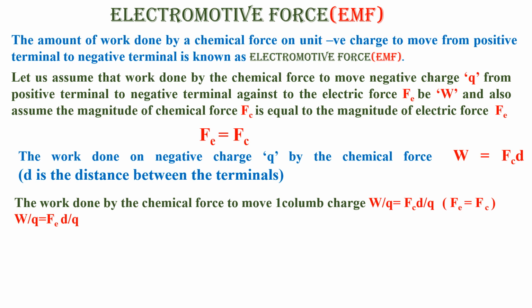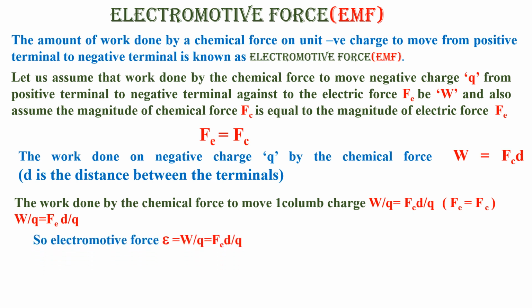Now, as I have told you previously, Fe is always equal to Fc. That is, electric force is always equal to chemical force. So we can use this formula to calculate, or we can use W by Q is equal to Fe d by Q. We can use both formulas and we get the total work done by 1 coulomb of charge, by one charge. Okay.